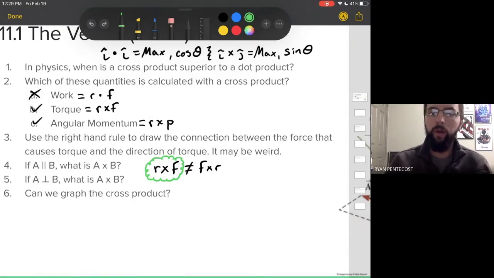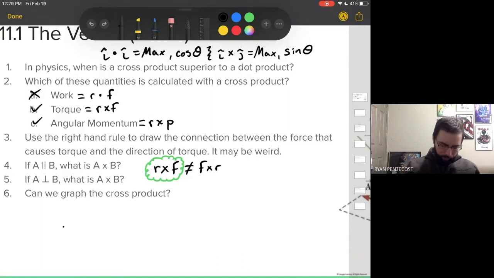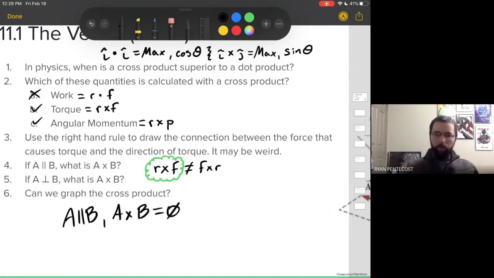Not literally draw, but make the connection. Okay. Now, number 4 says if A and B are parallel, what is A cross B? Well, if A and B are parallel, A cross B would be 0. Okay. A parallel to B, A cross B is 0. B cross A would also be 0. So that is one case where they would be the exact same.